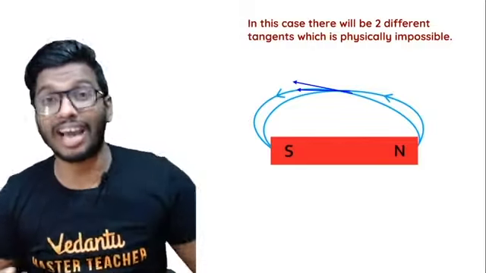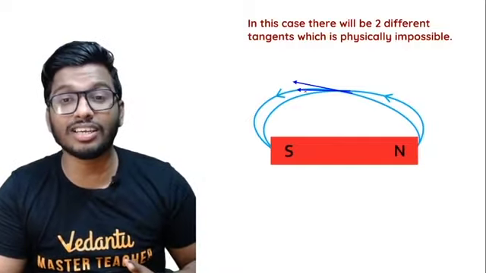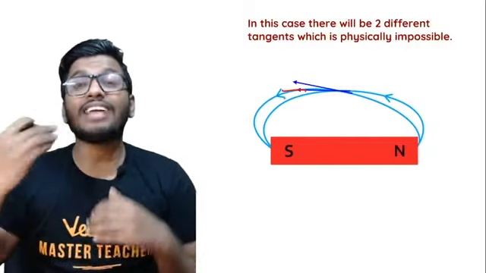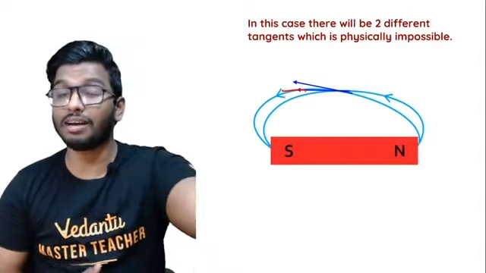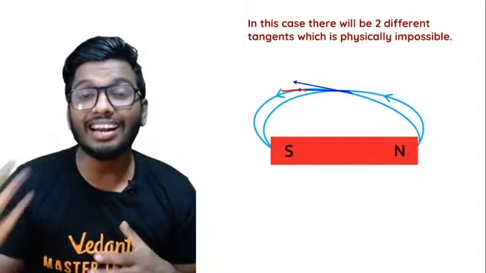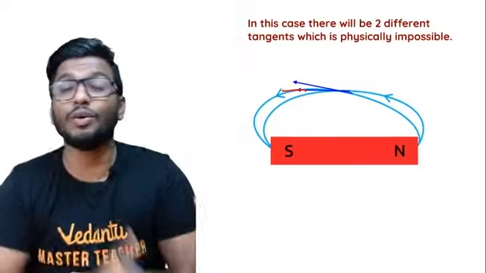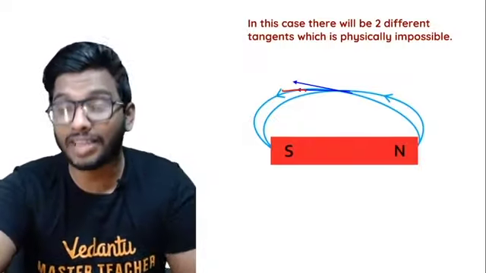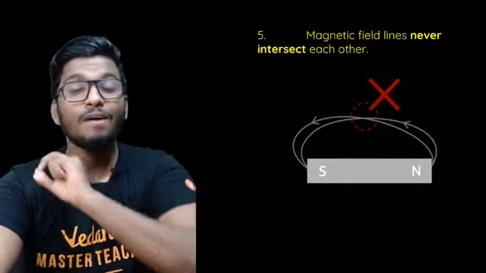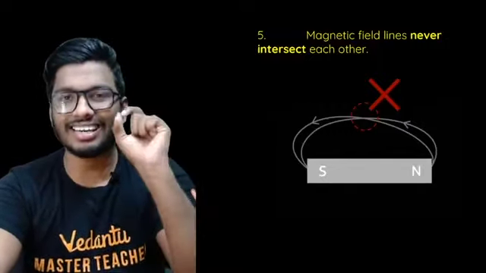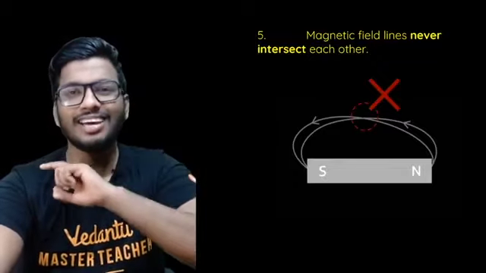So if you were to draw two tangents, you see this one tangent is going this way, the other is going another way. Physically you cannot have two different tangents. And more importantly, a magnetic compass cannot point in two different directions at the very same time. And because of this, guys, two magnetic field lines will never intersect each other. Never. Mark my words, guys, it's never going to happen.